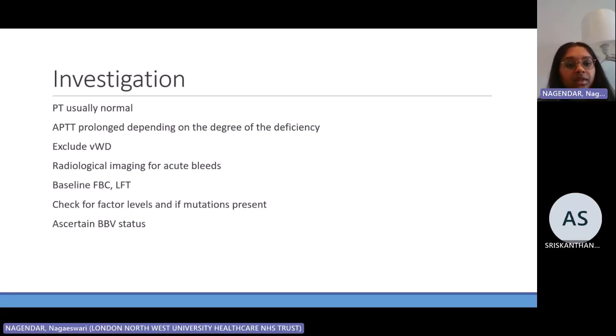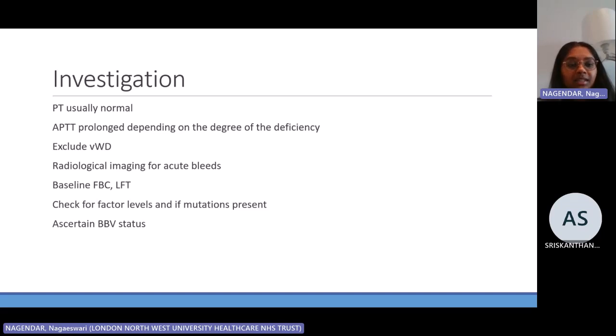It's important to consider radiological imaging for acute bleeds. So you might initially do X-rays if someone comes in with a hot swollen joint, but it's also important to think about CT scans and MRIs to get further characterization. And often if they do come in with these hemarthrosis, they will then go on to have a joint aspiration.